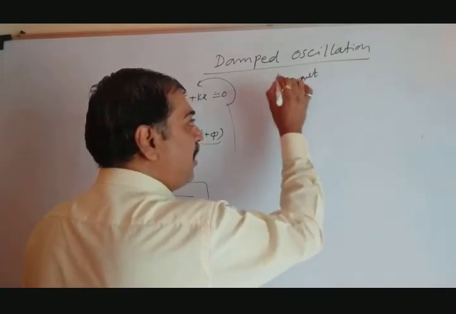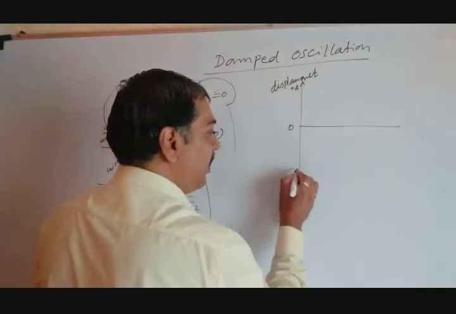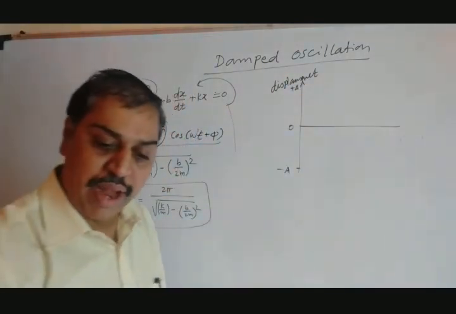Displacement means amplitude actually. It is plus a here, it would be 0 here, and here it will be minus a. Mean position, extreme and extreme position. So the wave gets created.